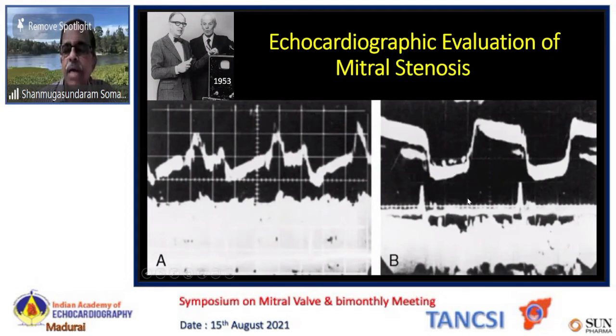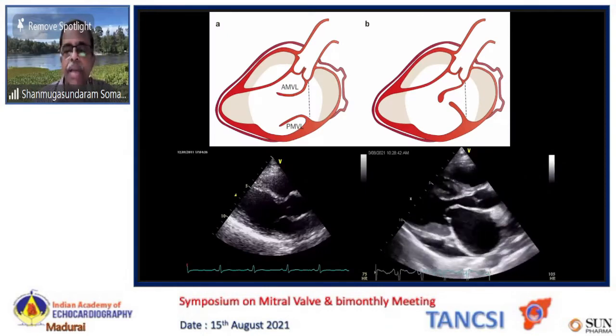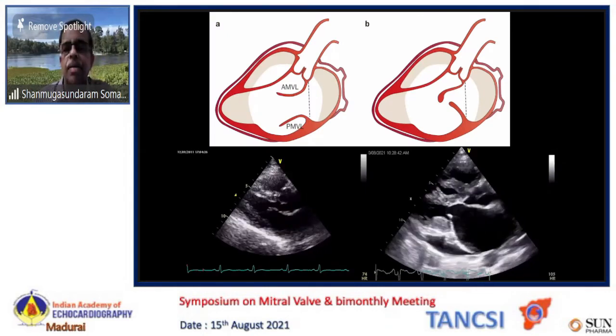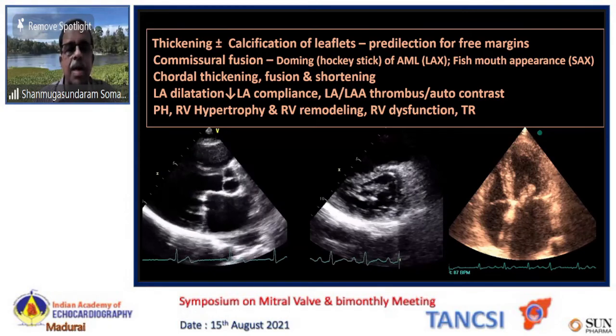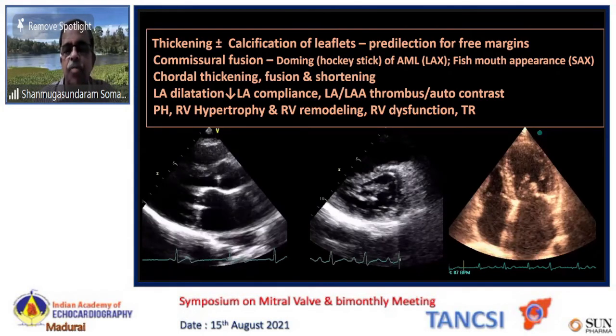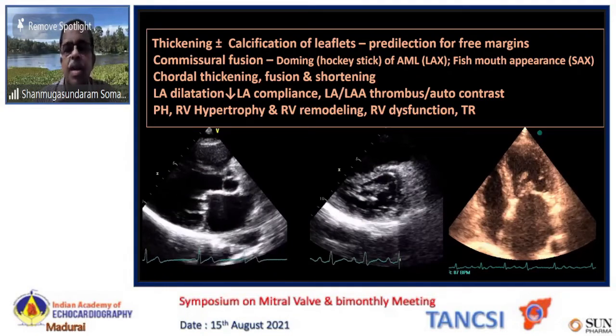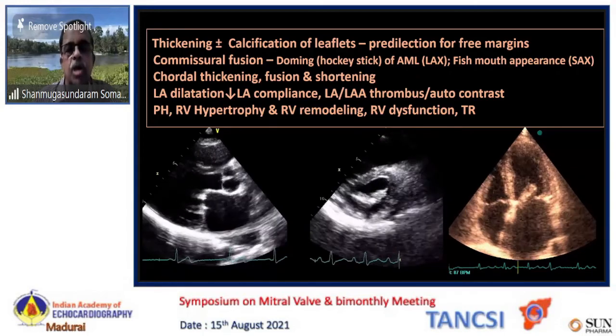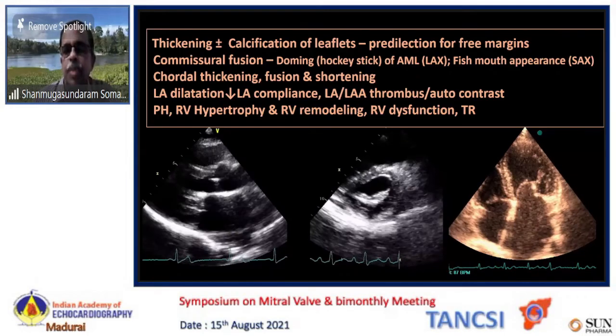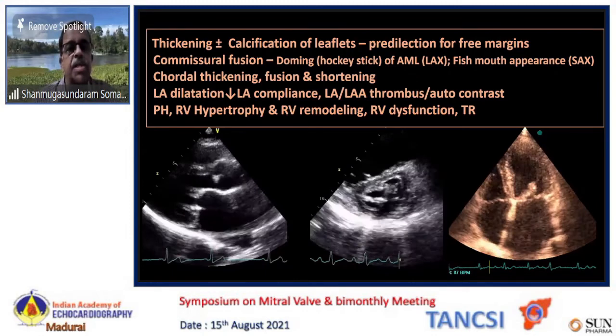Echocardiographic evaluation started nearly 70 years ago. This is one of the Edler's M-mode echocardiograms of mitral stenosis. The diagnosis is going to be very straightforward. We have the thickened leaflets, doming mitral valve, fish mouth-like orifice in short axis view, and secondary effects like left atrial enlargement, left atrial thrombus, autocontrast, occurrence of pulmonary hypertension, right ventricular dysfunction, etc.